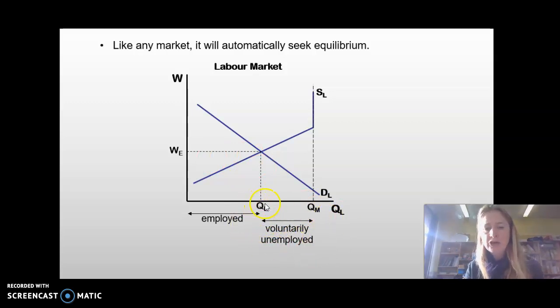And that's the gap between QE and QM, or when I draw it, QF. So the idea is that this gap between QE and QM represents people that are holding out for a higher wage. They can supply their labour, but they're not choosing to because this is too low. It may be because they perceive that they're worth more, which could be true, to be quite honest. But for them, the opportunity cost of not working is too low.